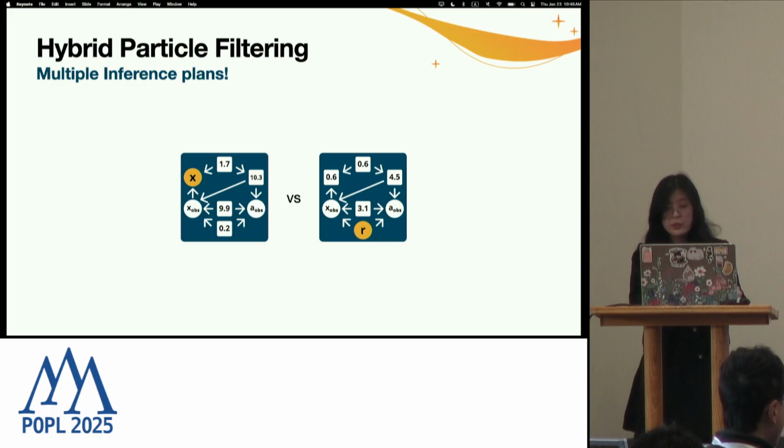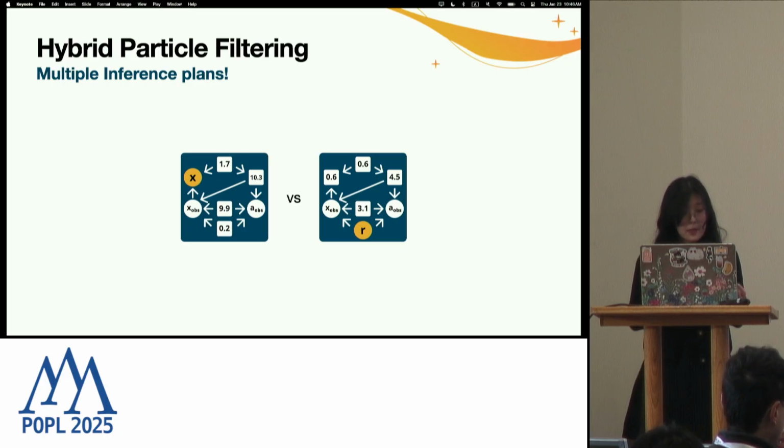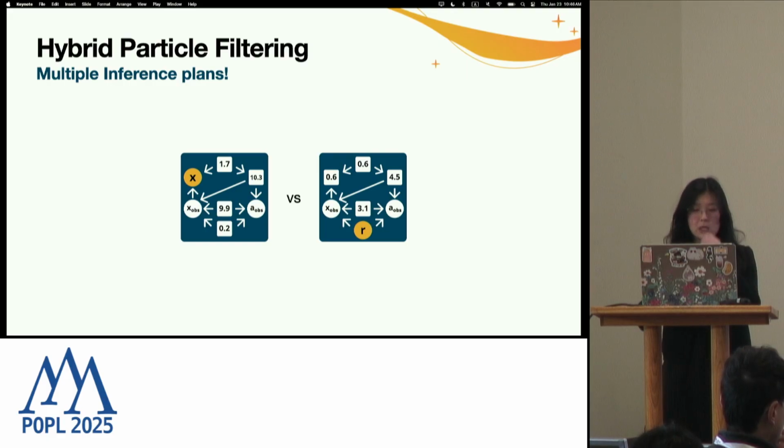However, there's a particular detail to hybrid particle filtering I'd like to point out, which is that there can actually be multiple different choices of random variables to be kept symbolic or sampled. We call each of these an inference plan. Here we have two different plans for our example program, one where X is kept symbolic and one where R is kept symbolic.